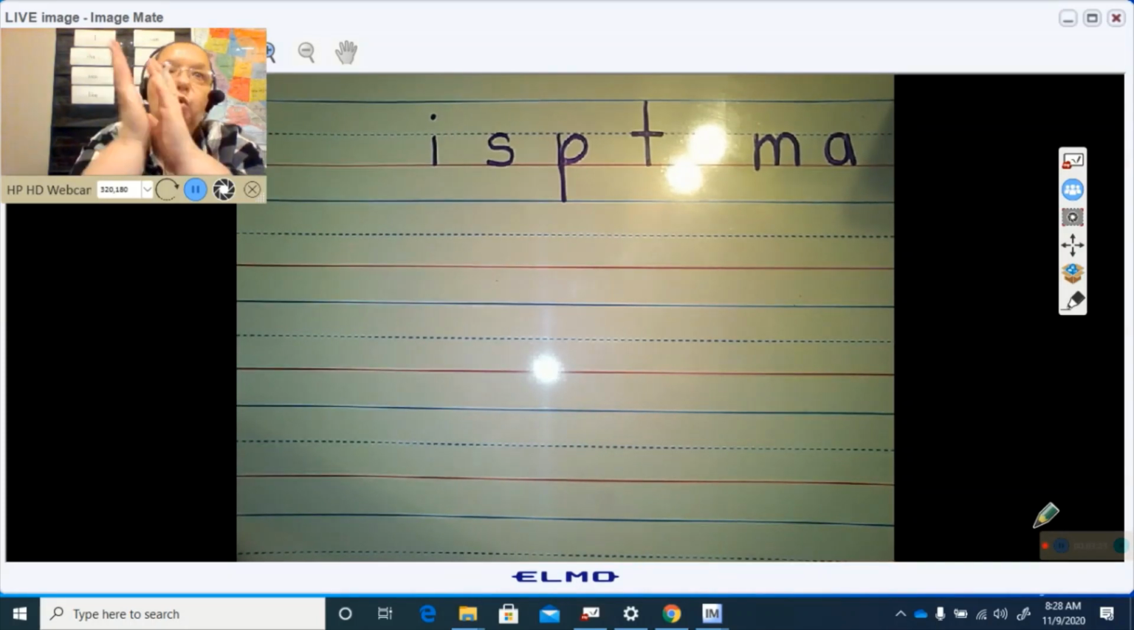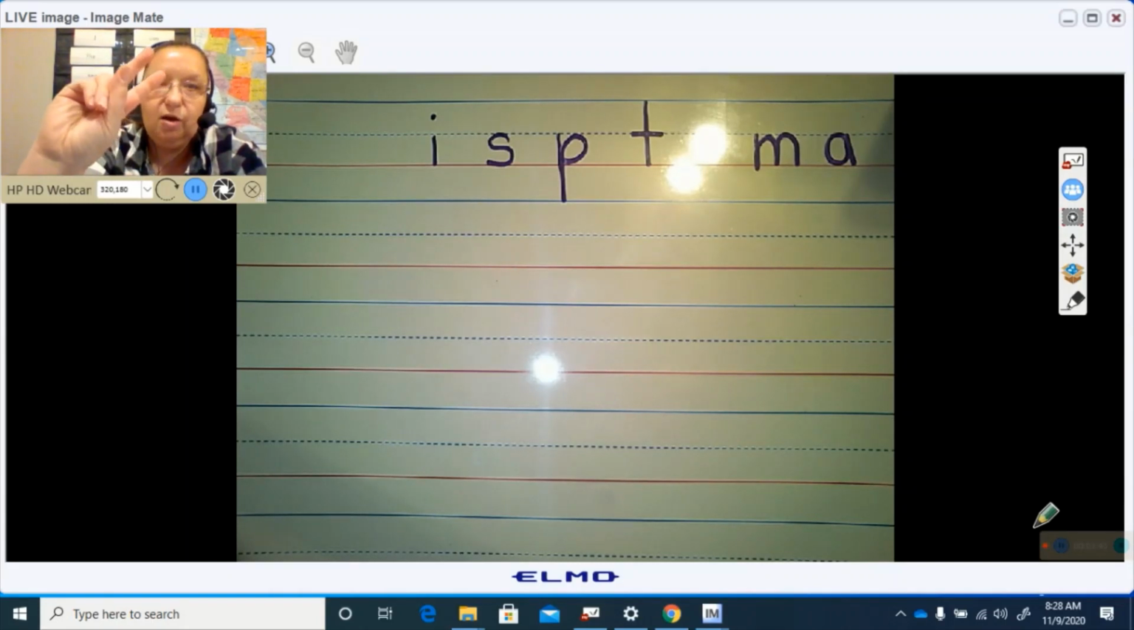Okay, now we are going to work on doing some words, okay? We are going to do the first one together. Let's do the word it. It, when I break it apart, sounds like it has two sounds. We have I and we have T.